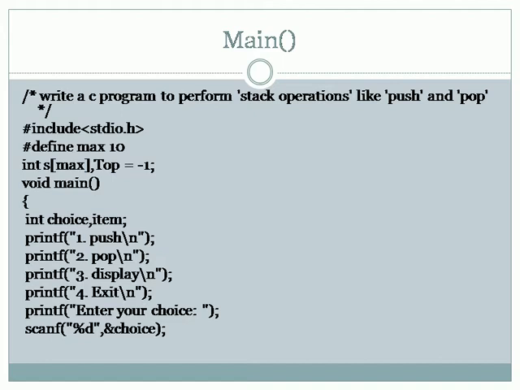So these two, s of size MAX and top equal to -1, are declared as global variables because we are using these two as common parameters for push, pop and display operations.